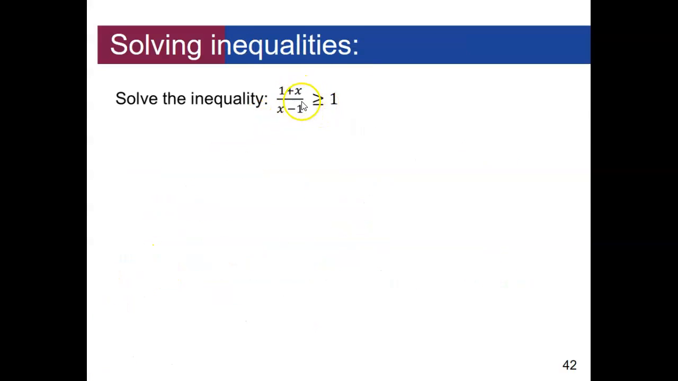Okay, this is one that is not already equal to 0. So what we're going to have to do is move that over. So we're going to have 1 plus x over x minus 1, subtract the 1, and that's going to be greater than or equal to 0. So what we need to do before we can analyze this is get it in fraction form.